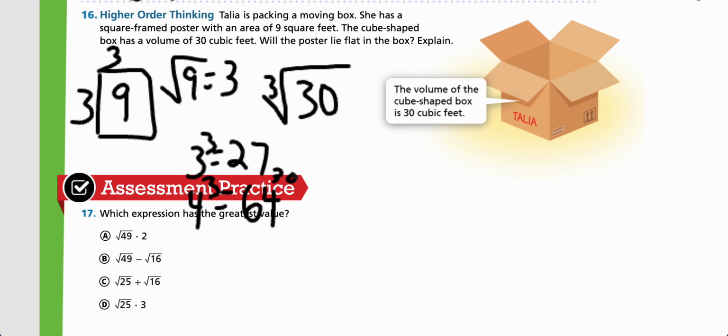So is the box going to be big enough to hold the poster? Yes, because it's bigger than 3. The poster was 3, and the box is a little bit bigger than 3. So the answer is yes.